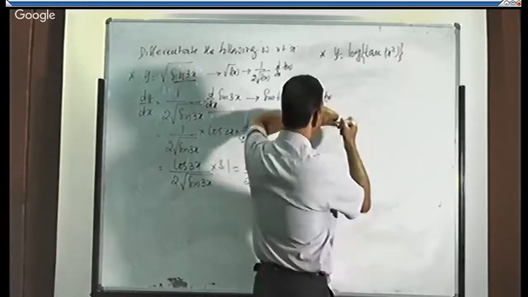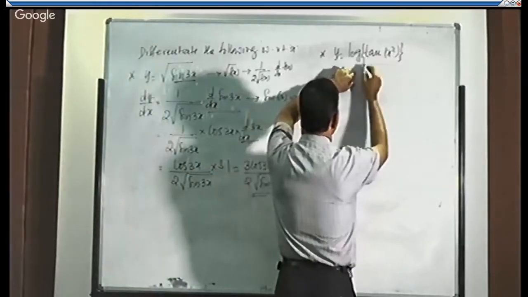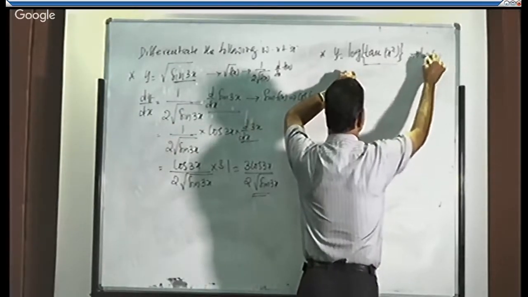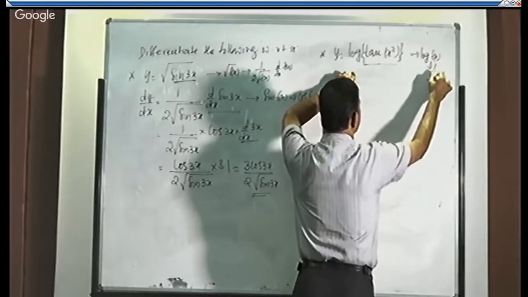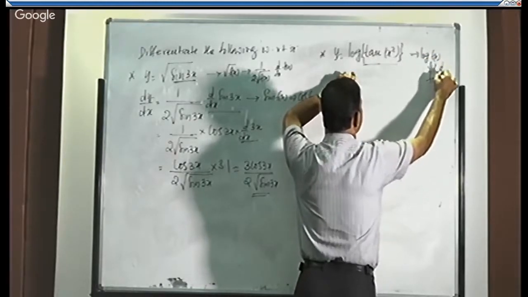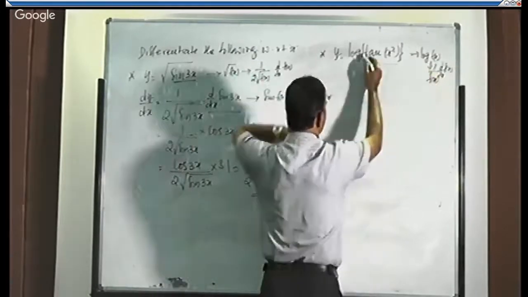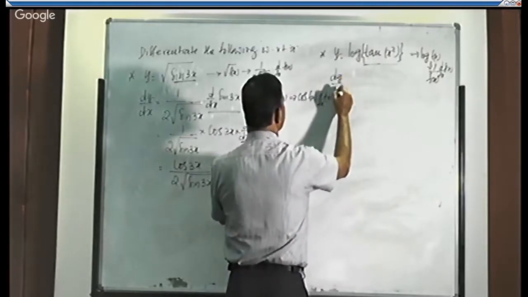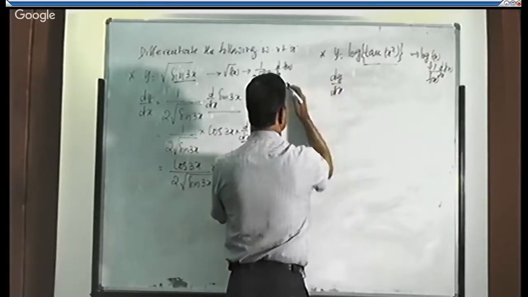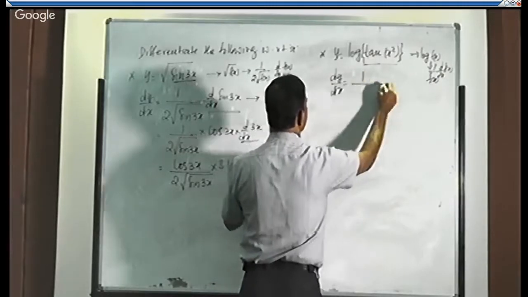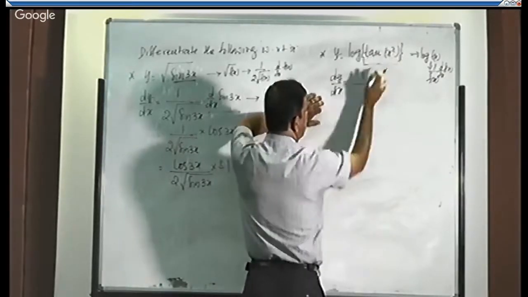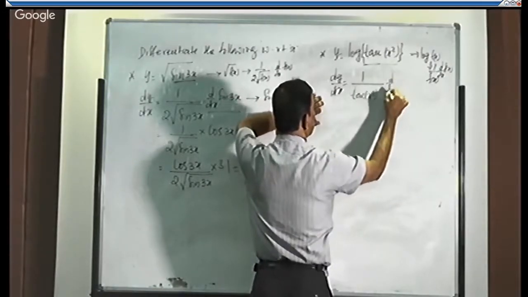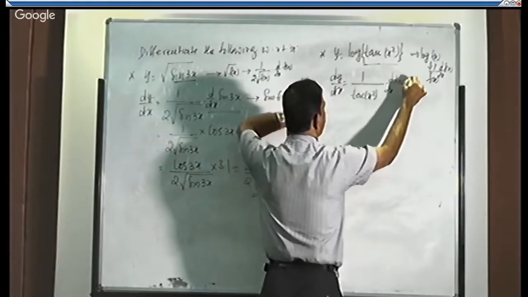How do you treat this? It is treated as log function. As we know, the differentiation of log function is what? 1 by function into d by dx of function. Correct? For log x, it is 1 by x. So according to that, dy by dx is equal to 1 by function. What is the function? This one, tan of x square into d by dx of tan of x square.